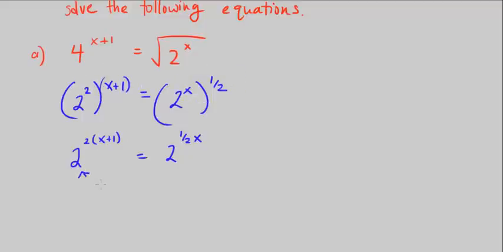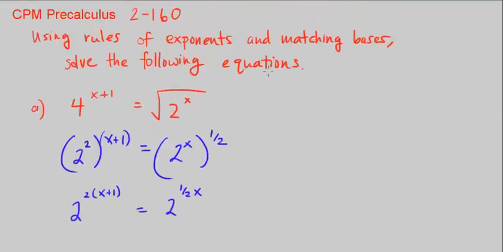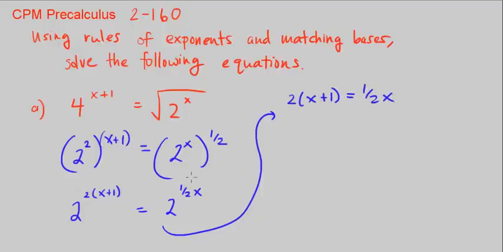Now I see that we have a common base 2 in both parts. And we want to use the rules of exponents and matching bases to solve these equations. So we match the base. Both have base 2. So that means the exponents must be equal. So let's go ahead and do that step. 2 times x plus 1 has to equal 1/2 x, right? We're just looking at the exponents. And we set those equal because the bases are equal. The rest is just algebra.